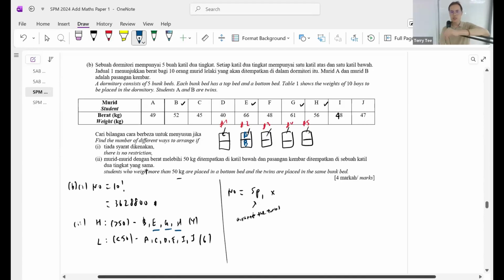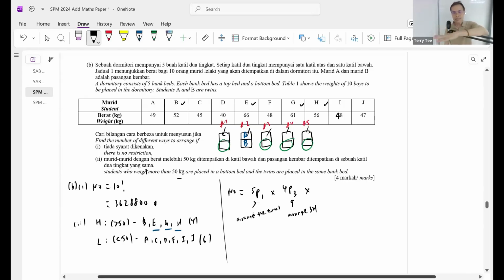E, G, H, the 3 other heavier boys, I have to put them. I can only put them where? I can only put them here: 1, 2, 3, 4. There are 4P3 ways to arrange the 3H. I call it 3H, H for heavy, sorry. Hope I don't offend anybody.